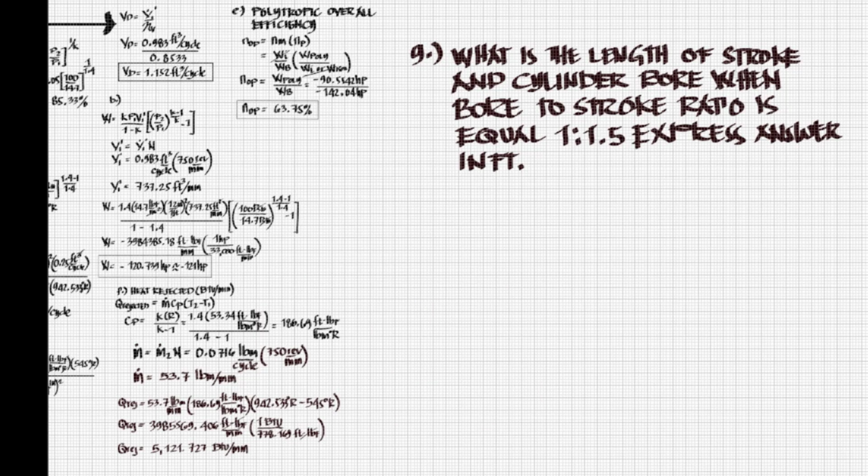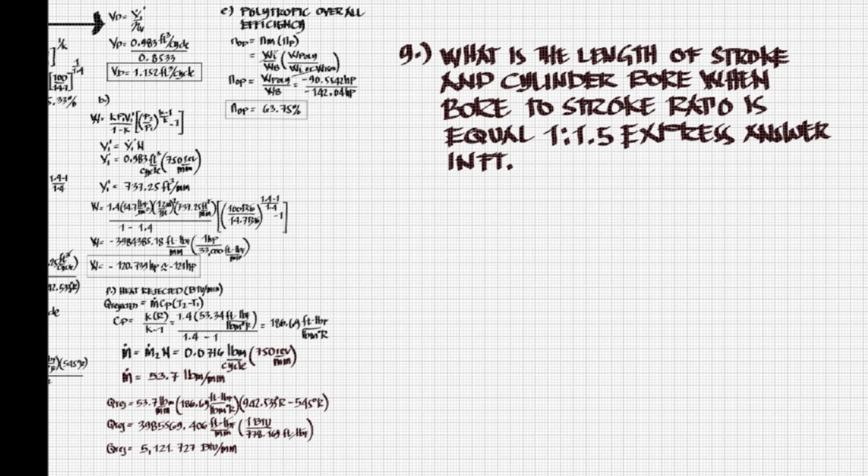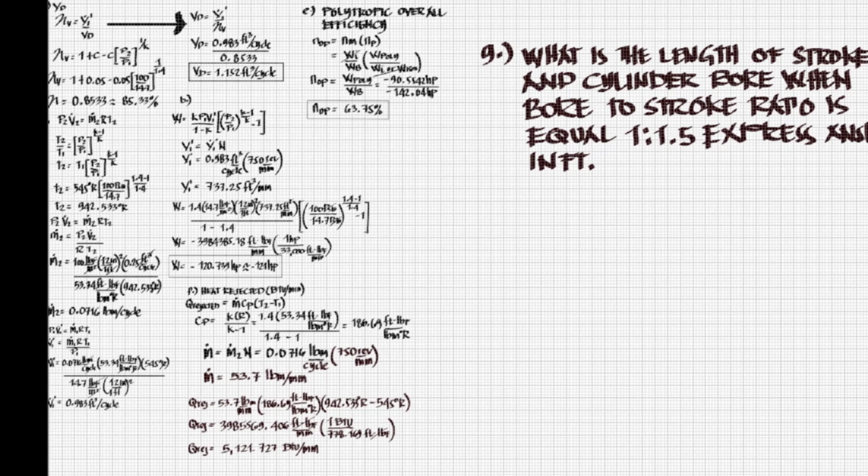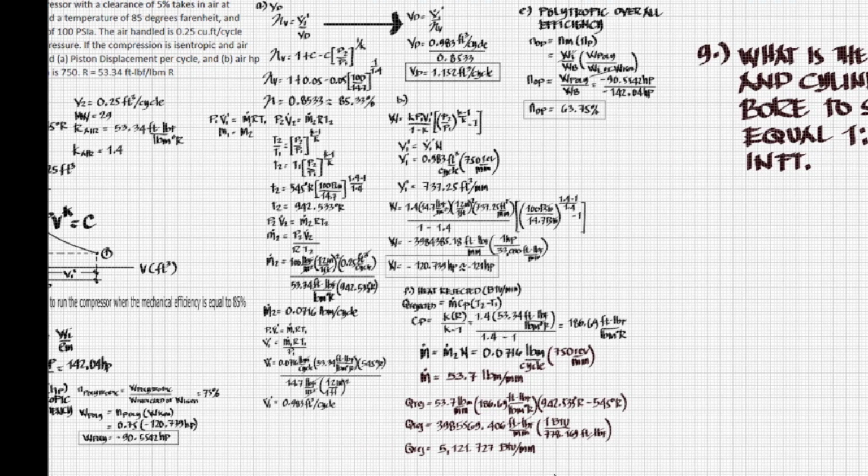Now for the next question, for letter G. What is the length of stroke and the cylinder bore when the bore to stroke ratio is given as 1 is to 1.5? Express the answer in foot. No? So what is given here, we have already obtained the volume displaced. But noting that my volume displaced is in terms of cubic feet per cycle, we need to convert this first in terms of cubic feet per minute.